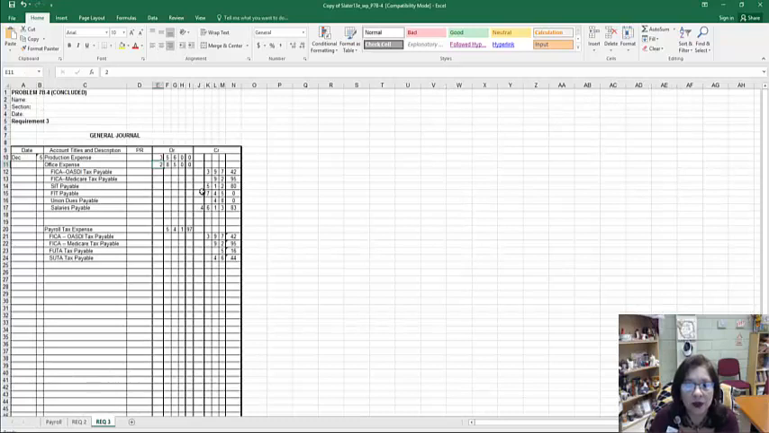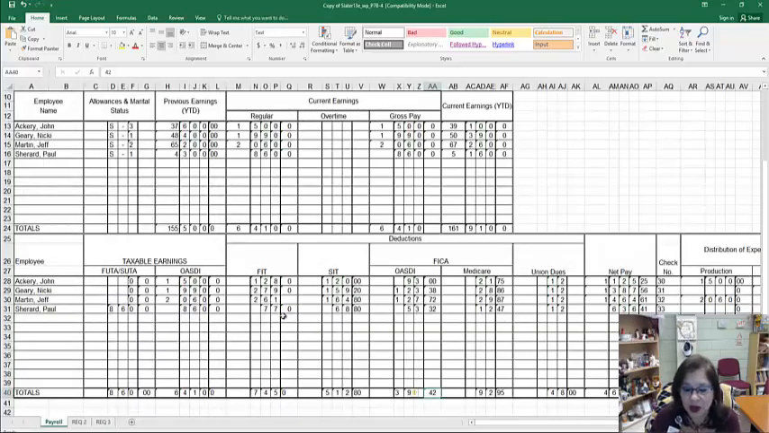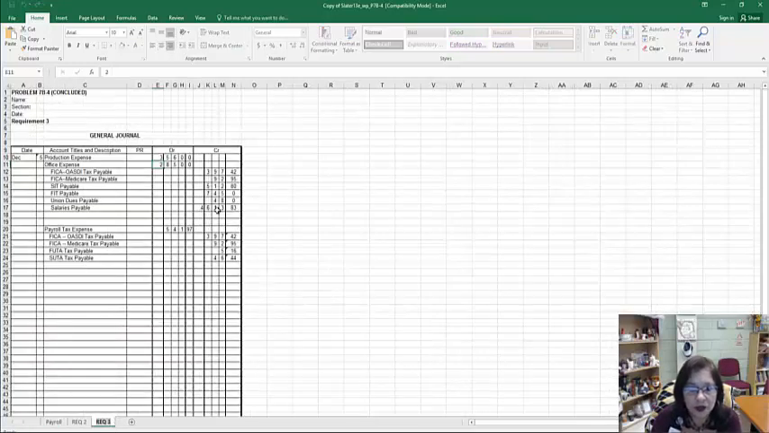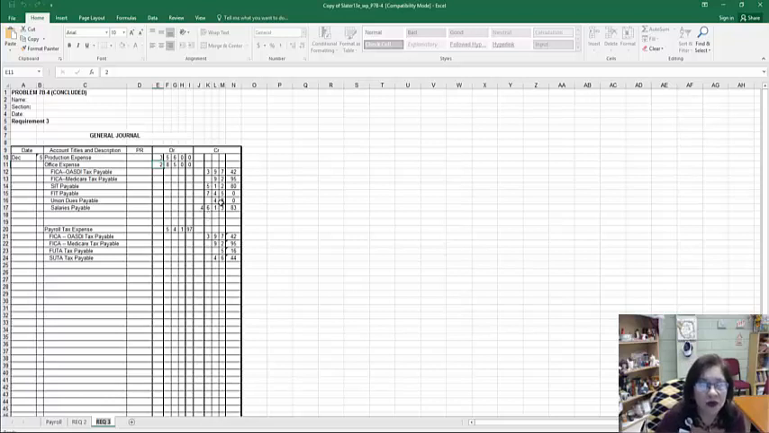Then you have your state income tax payable and your FIT income tax payable. And you go back to payroll and you're going to find it right here because you're going to add all that up. Okay? Then you're going to look at your union dues. $12 times however many people, 48, payable. And then your salaries payable.